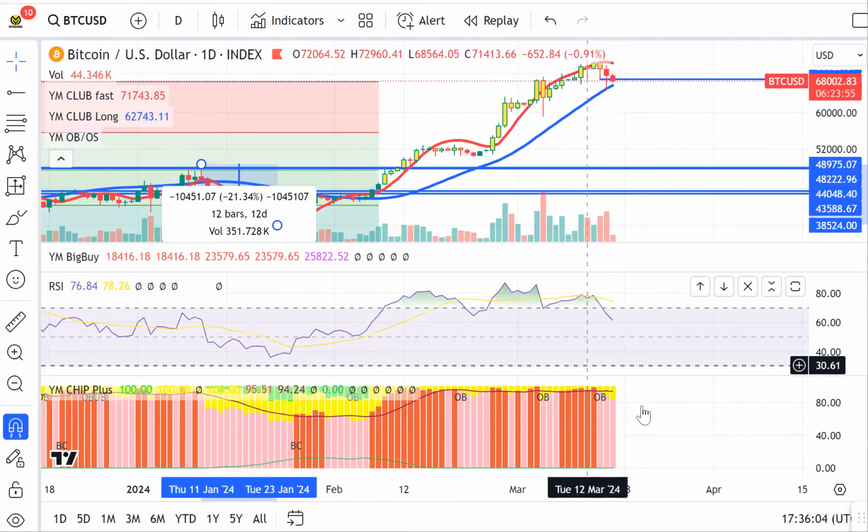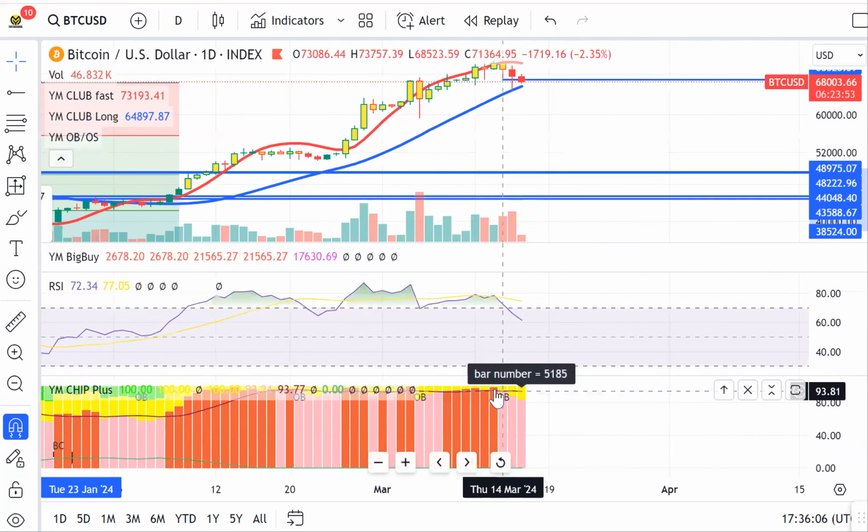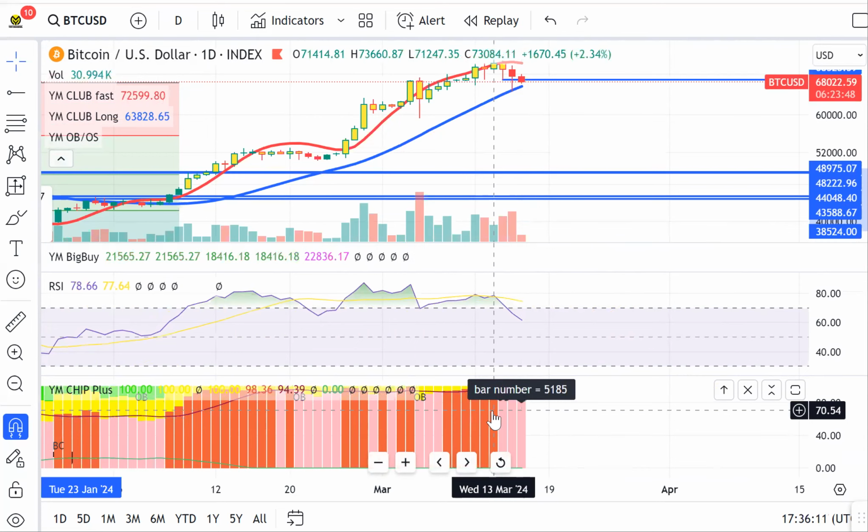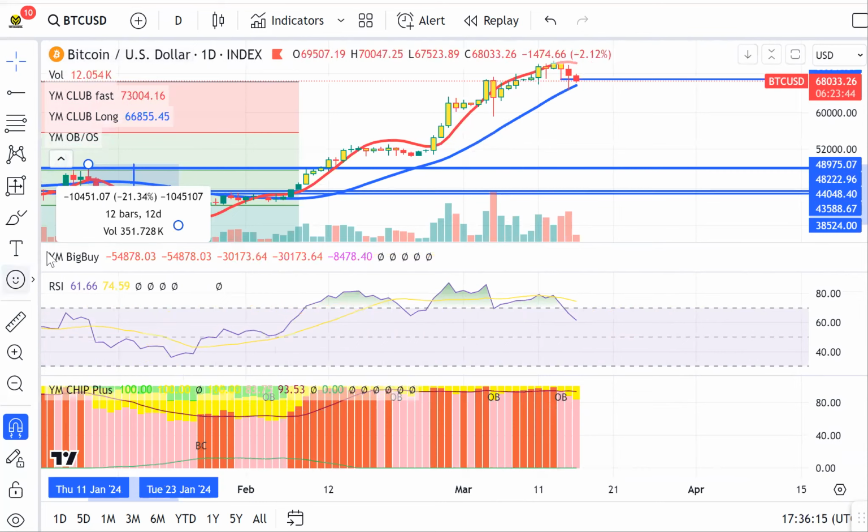Another thing right now, are we weak? Yes, but it's not significantly weak. So it's not yet confirmed that we will have a big correction. Not yet confirmed. Another thing I want you to check is YM Big Buy.